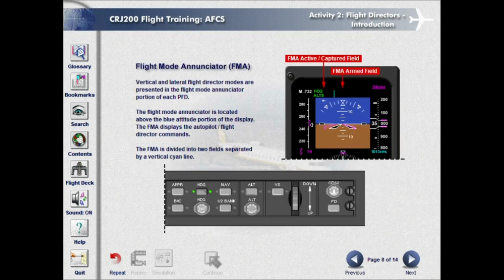Flight Mode Annunciator, or FMA. Vertical and lateral flight director modes are presented in the Flight Mode Annunciator portion of each PFD. The Flight Mode Annunciator is located above the blue attitude portion of the display. The FMA displays the autopilot flight director commands. The FMA is divided into two fields separated by a vertical cyan line.